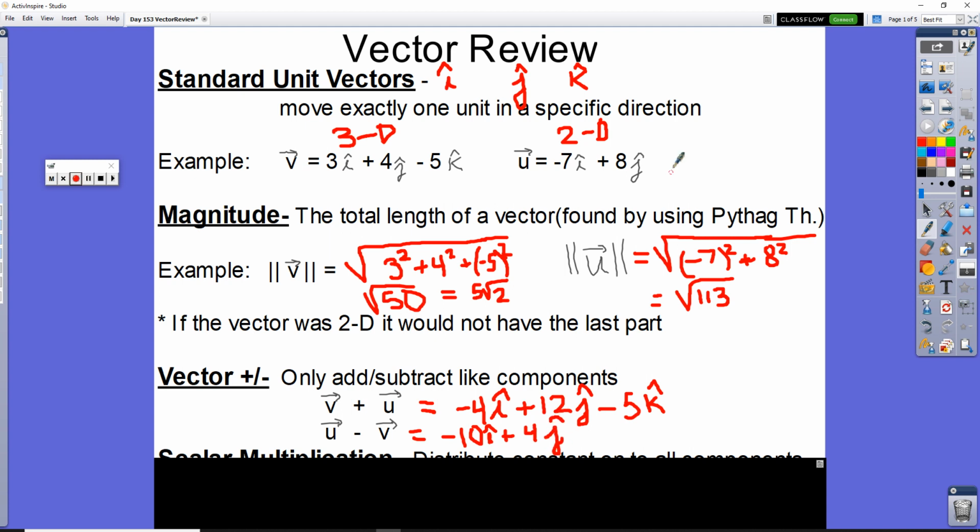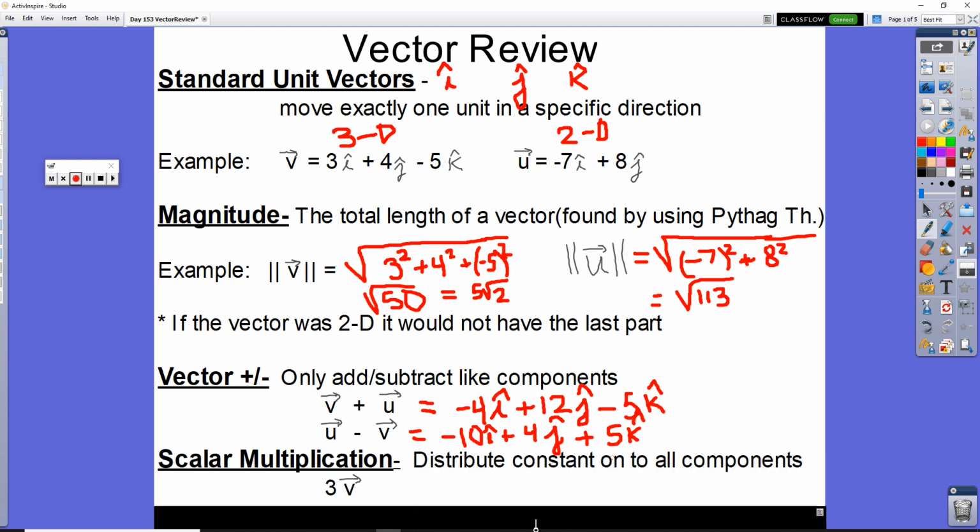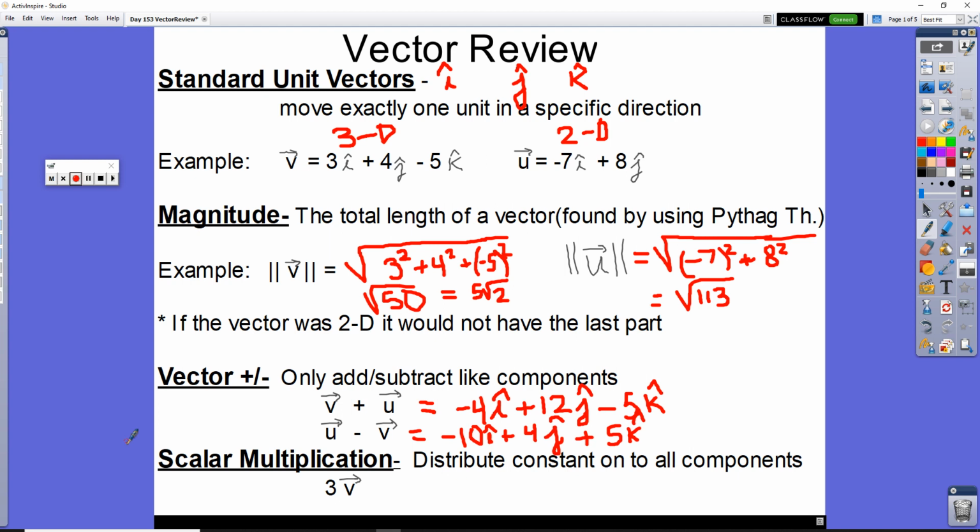And we're starting with no k's, and we're subtracting a -5k, so that would actually make +5k. And then last but not least, one of the easy kinds of multiplications to do is what's called scalar multiplication. That's when you're multiplying a vector by a constant. Just make sure you're distributing the constant to each and every one of the components of your vector.